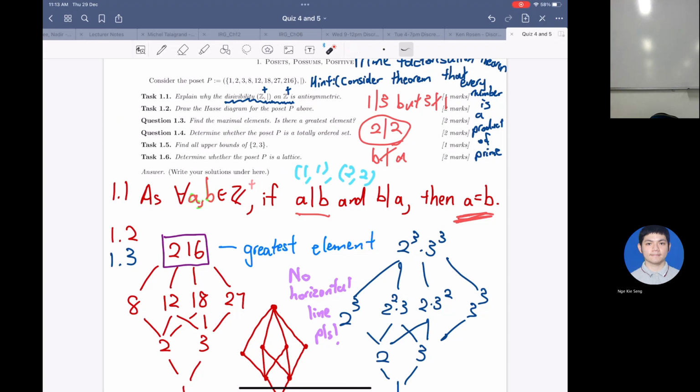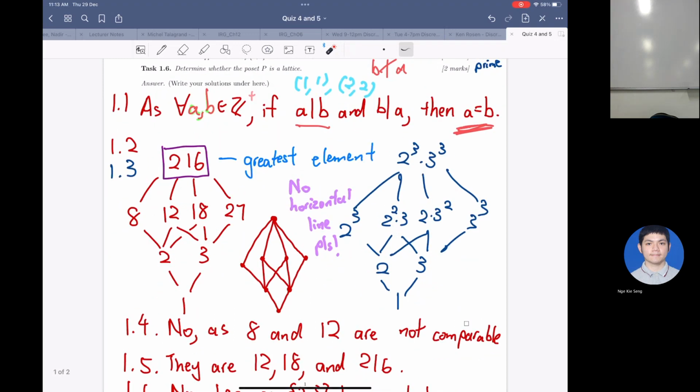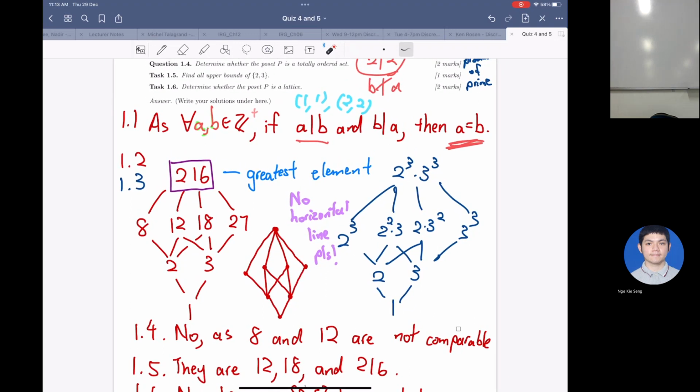1.4, determine whether it's a totally ordered set or not. No, because you can find two elements that are not comparable. Just give me any two that are not comparable. And then find all the upper bounds of 2, 3. I think a lot of you did it well.